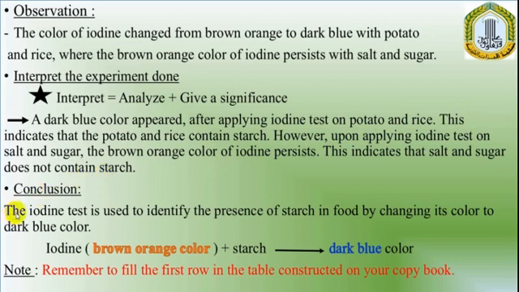We can conclude that the iodine test is used to identify the presence of starch in food by changing its color to dark blue. As shown in the following equation, the iodine, which has a brown-orange color, reacts with the starch to give a dark blue color. This change in color is the positive result of the iodine test, stating that this type of food contains starch. Please remember to fill the first row in the table constructed in your copybook.